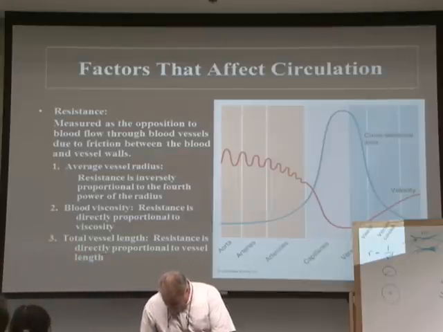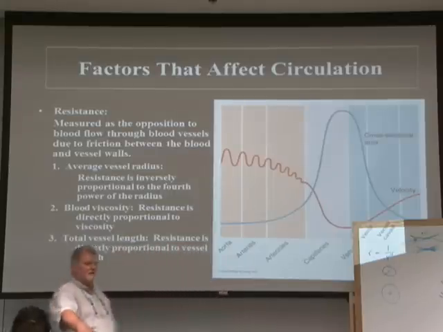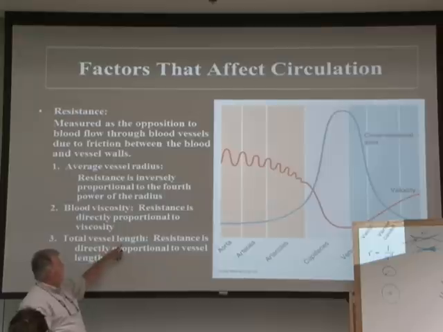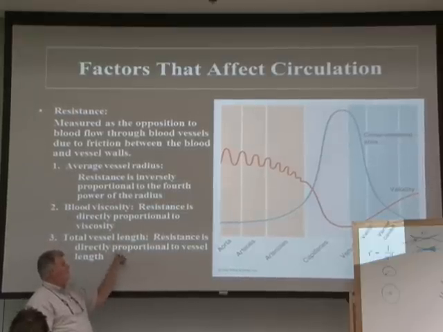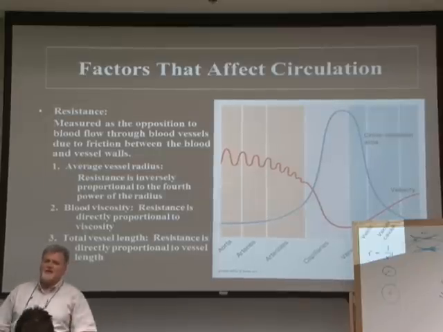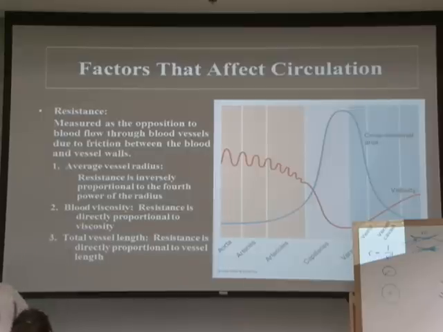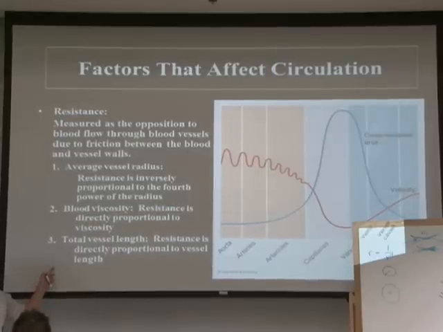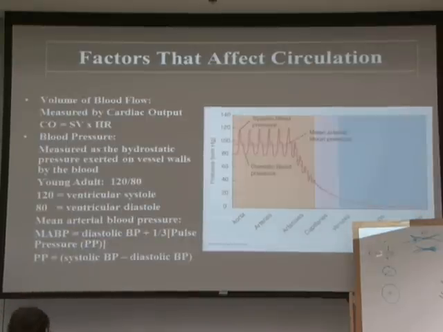My big toe is over twice the distance from my heart as my index finger, which means the blood vessel has to be longer. So the blood vessel length is directly proportional to resistance. You have the greatest resistance in your feet. Yes. That's why we see edema more frequently in feet before we see it in hands.